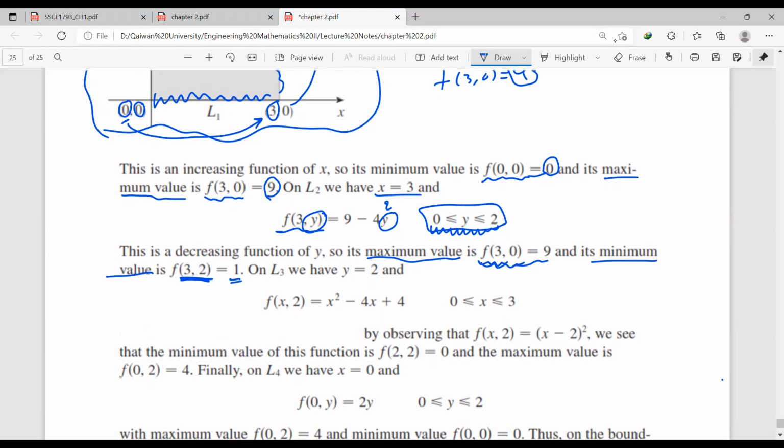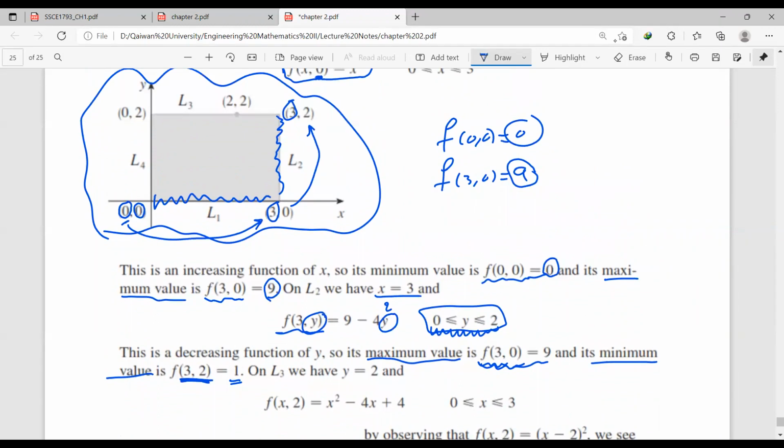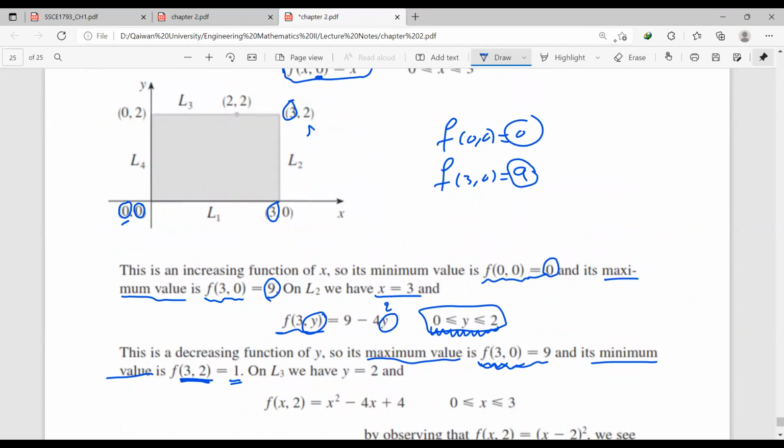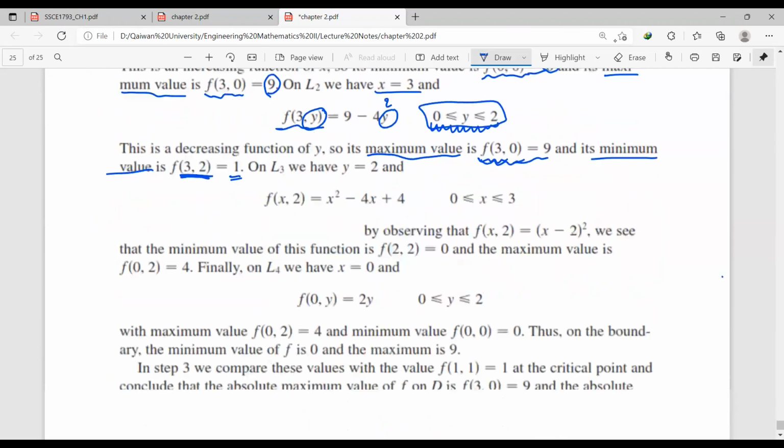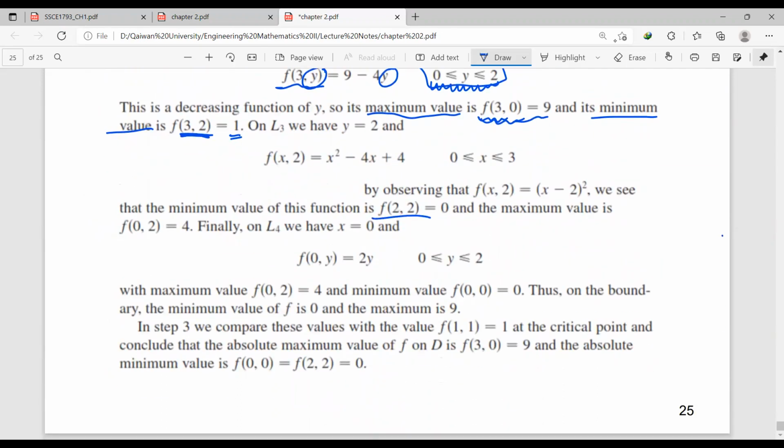That's on L2. And then on L3 and on L4, we do the same. We do the same for L3 and L4, and here we get these values. For L4, we get f of 0, 0 is 0, and f of 0 and 2 is 4. This is maximum and this is minimum. On L3, this is the maximum value and this is the minimum value. And on L4, this is the maximum value and this is the minimum value.